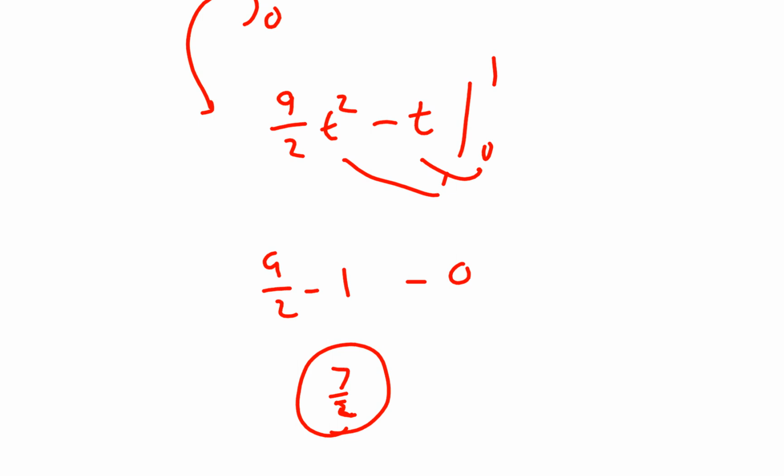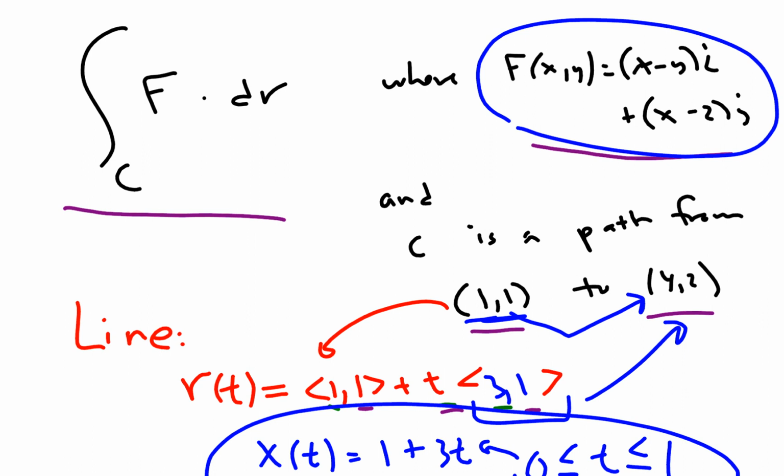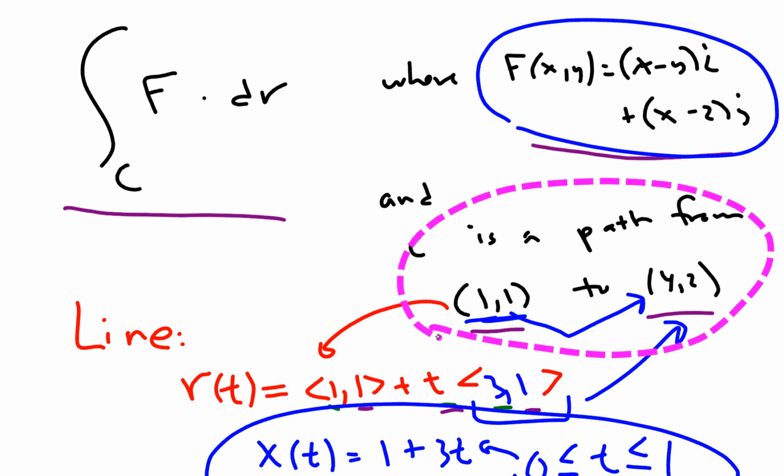Okay, I'm going to go back and just emphasize the freedom that was given to us in this problem. They say here C is a path from (1, 1) to (4, 2). I didn't have to use a line. I could have done something pretty nice going from (1, 1) to (4, 2). When I look at that, I notice that the y values here, I just happen to notice this, is the square root of the x value. 2 is the square root of 4. 1 is the square root of 1. So here's another parameterization that would work.